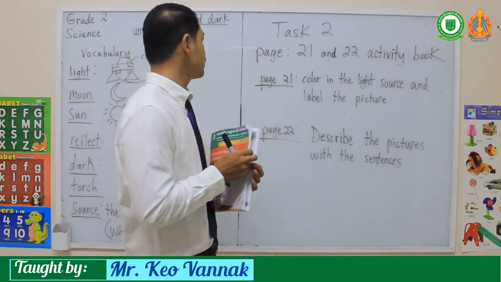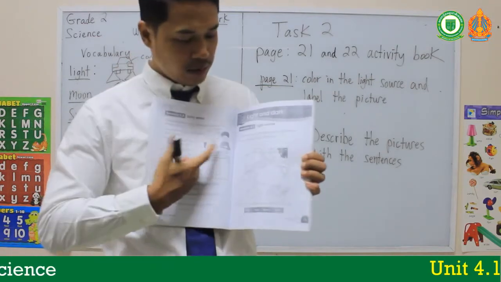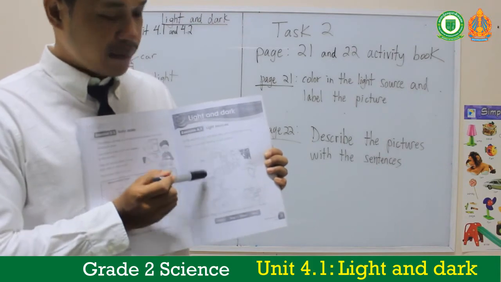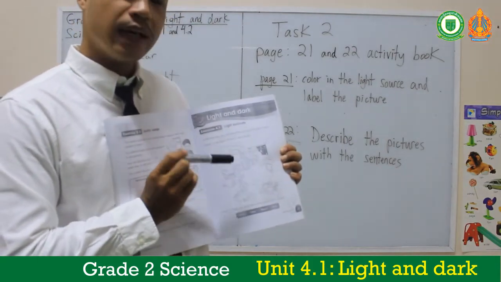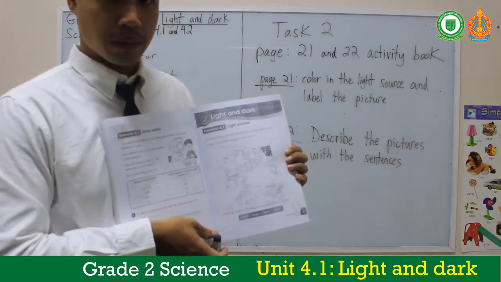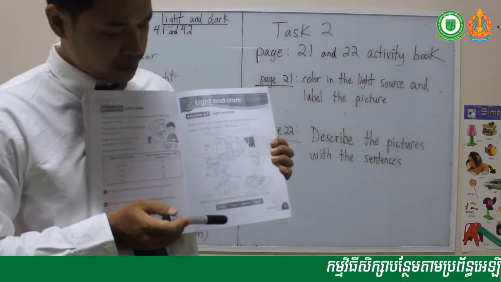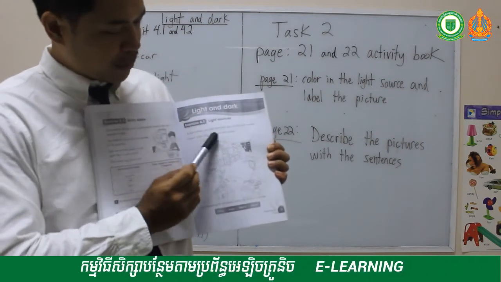Page 21: color in the light source and label the picture. As you can see, that's the picture. Whatever is the light source, whatever gives light, please color it in. And then after, you will use these vocabulary words to label the pictures.